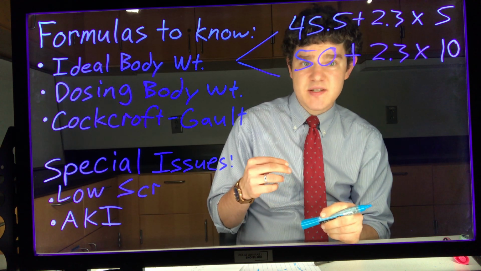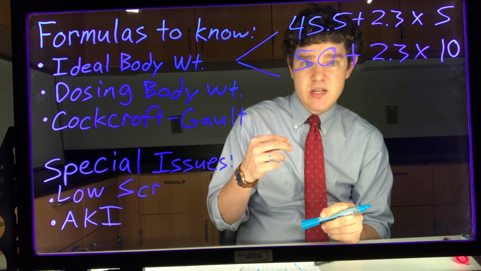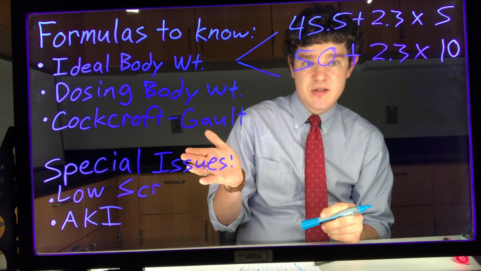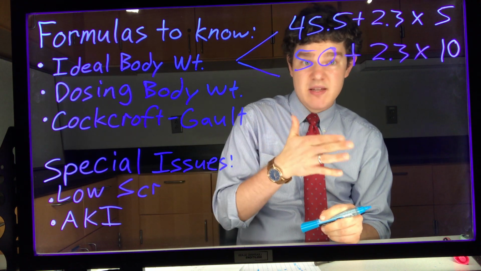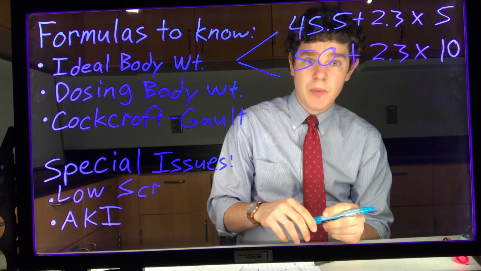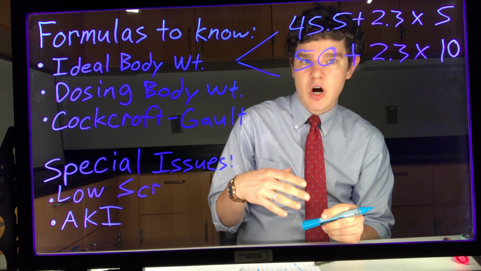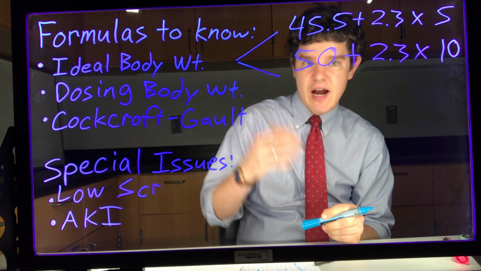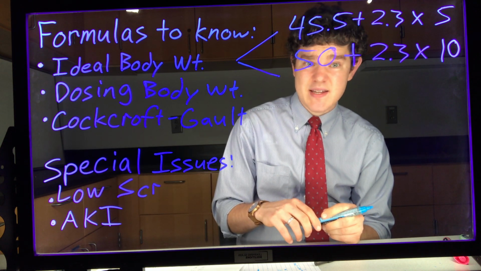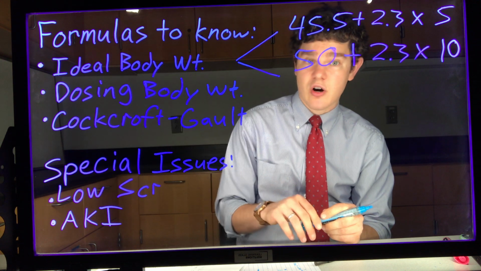However, if a patient's actual body weight is above their ideal body weight, but within 130%, that would be a situation where commonly we're going to use the calculated ideal body weight to estimate a patient's creatinine clearance with the CrCl formula.